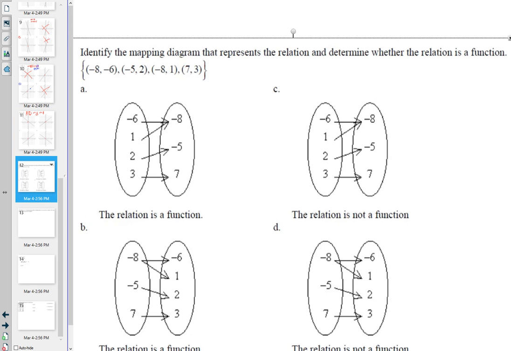Mapping diagrams. This was also missed. Identify which one of these represents a relation and determine whether the relation is a function. Here they give you the relation, and you'd have to make a mapping diagram of it. What's the difference when you make a mapping diagram? What do you have to make sure not to do? Don't repeat any number. So if you're looking for the inputs, the x's, the -8 repeats, so only write it once. All the y's are unique. So the only ones that it could be are either B or D.